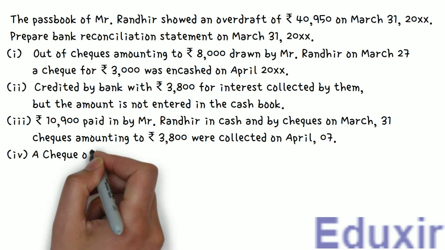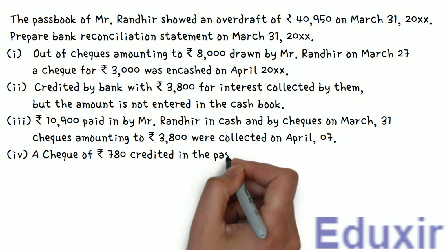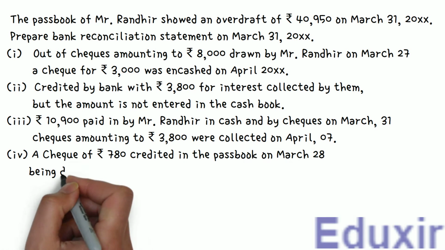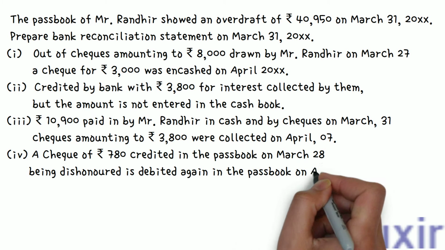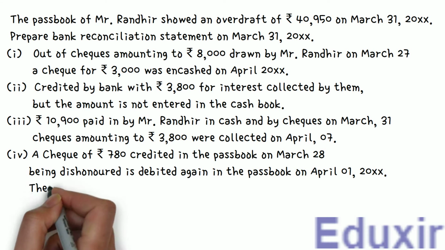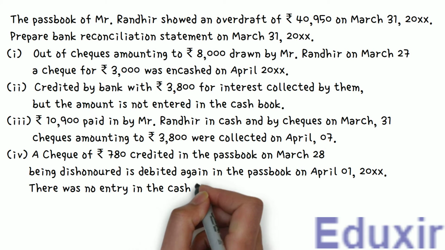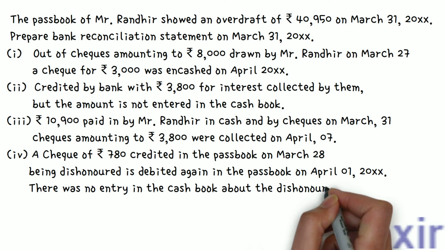4. A check of 780 rupees credited in the passbook on March 28th, being dishonored, is debited again in the passbook on April 1st, 2000 plus. There was no entry in the cash book about the dishonour of the check until April 15th.